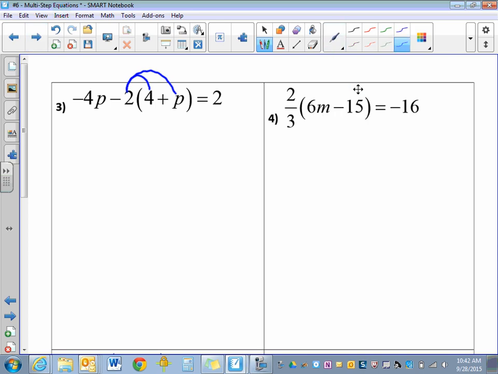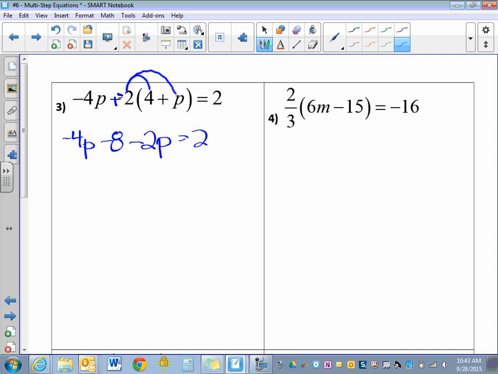Now remember, this is the same thing as plus and negative. So when we're multiplying negative 2 to each piece. Alright, so negative 4p. Negative 2 times 4 is negative 8. Negative 2 times p is negative 2p. Equals 2.